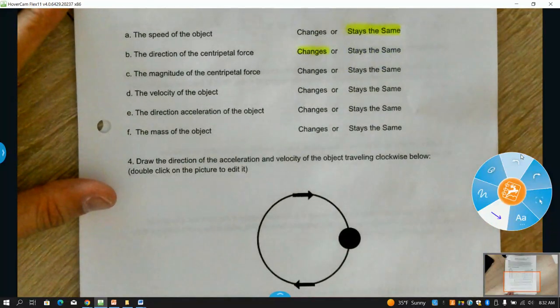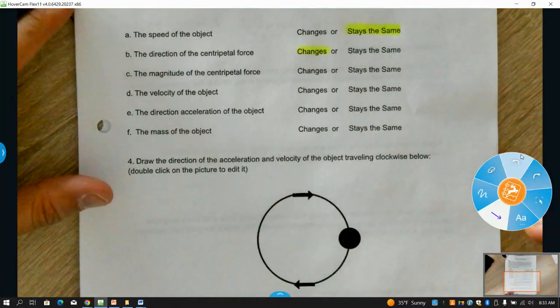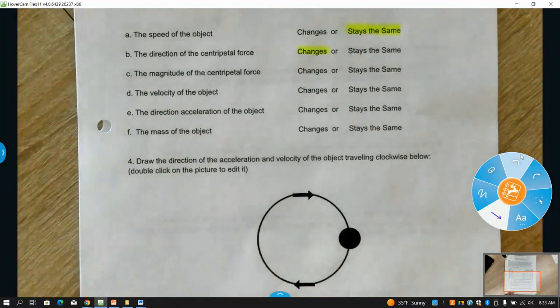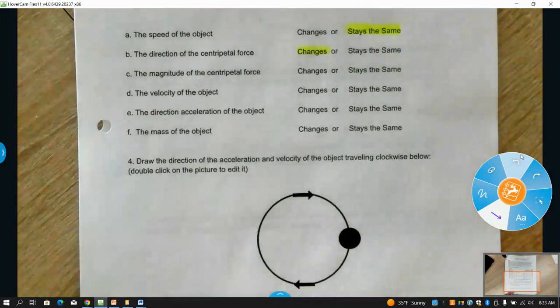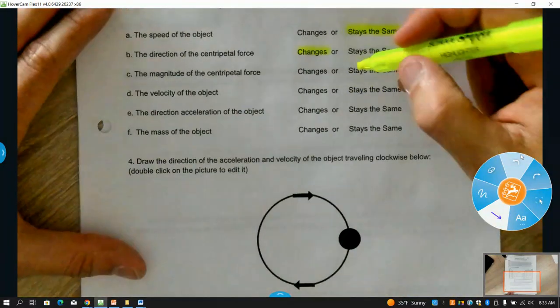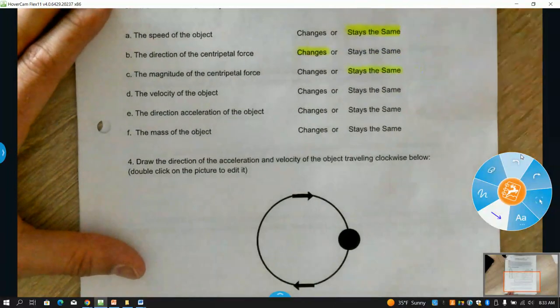What about the magnitude of the centripetal force? Well, as long as our speed is constant, the mass of the object doesn't change, and we're going around the same radius, that number is not going to change. So it's going to stay the same.